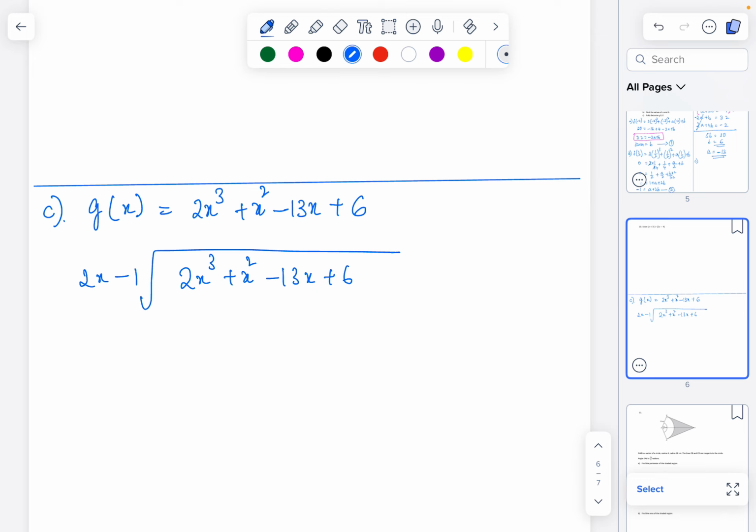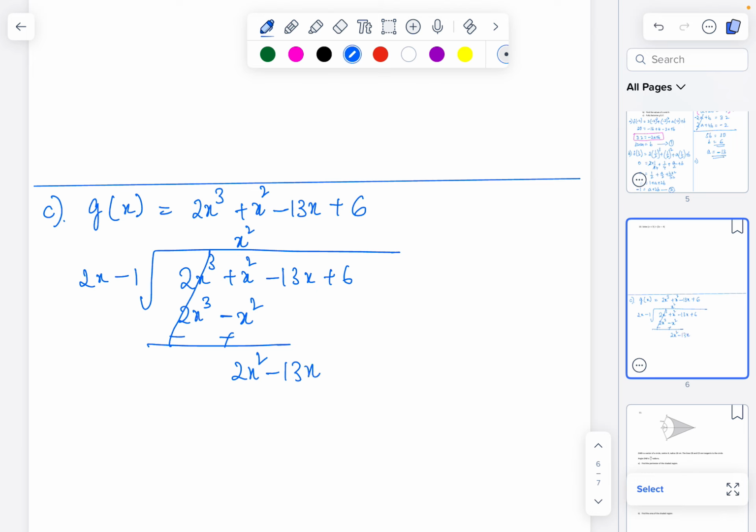So I will divide it. So 2x times what gives me 2x cubed? 2x times x square is 2x cubed. Negative 1 times x square is negative x square. So minus plus. So this gives me 2x square minus 13x.